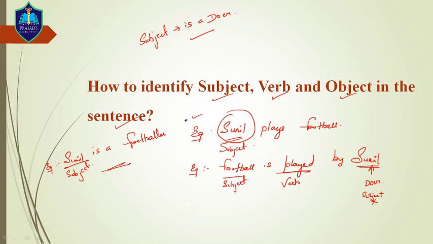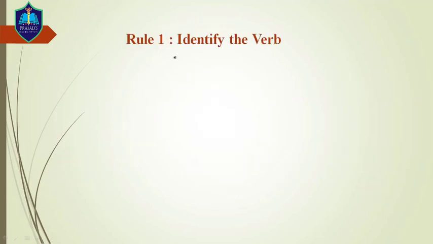So let's discuss everything in detail. Now, our main agenda is to know how to identify subject, verb and object in the sentence. The very first rule is to identify the verb. We have to identify the verb first. But how to identify the verb? Here I am taking a few examples.